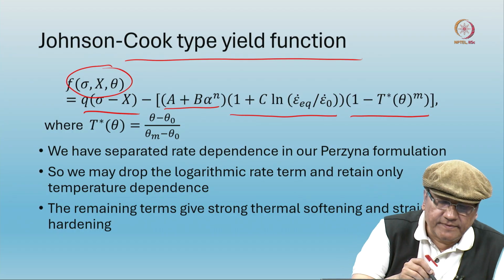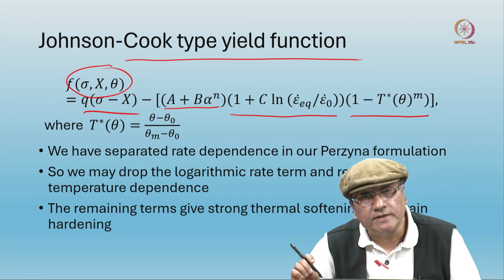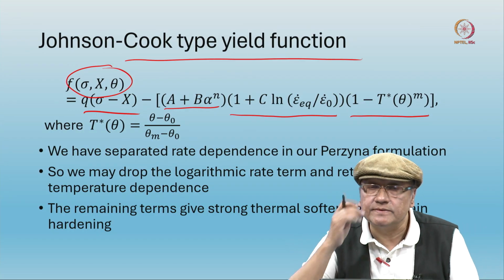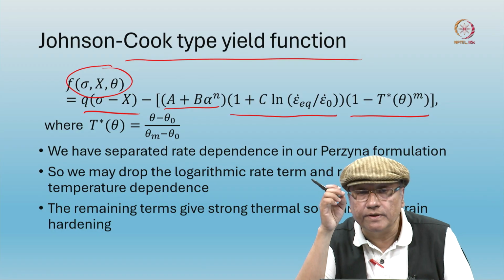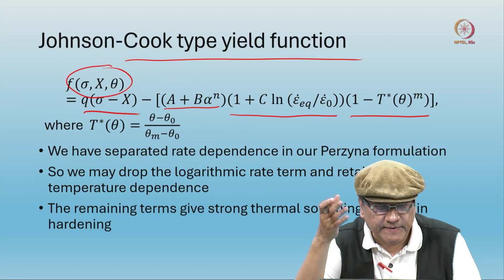T star is given by theta minus theta 0 divided by theta m minus theta 0 in the denominator, where theta 0 is a reference temperature and theta m is the melting temperature of the metal under consideration.